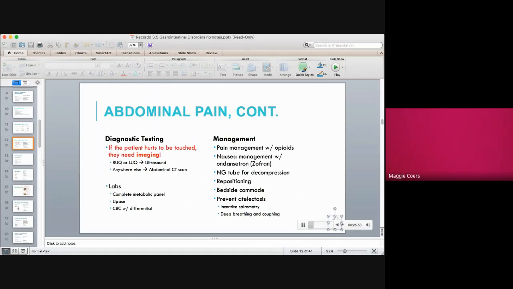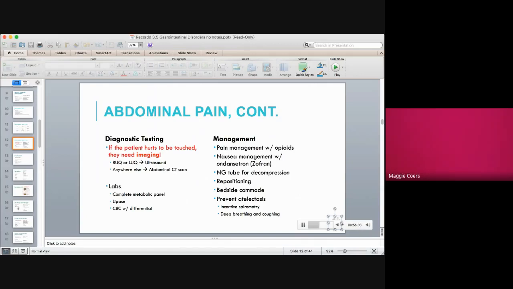The labs that we would need to get for abdominal pain, we really want to look at those electrolytes, liver function, and we do that through a CMP. We could also get a lipase level, especially if the pain is in the upper quadrant because of pancreatitis, and a CBC with differential. And that tells us things about infection or maybe a GI bleed or something. Many times abdominal pain is associated with a GI bleed, so that CBC is very important to check the hemoglobin.